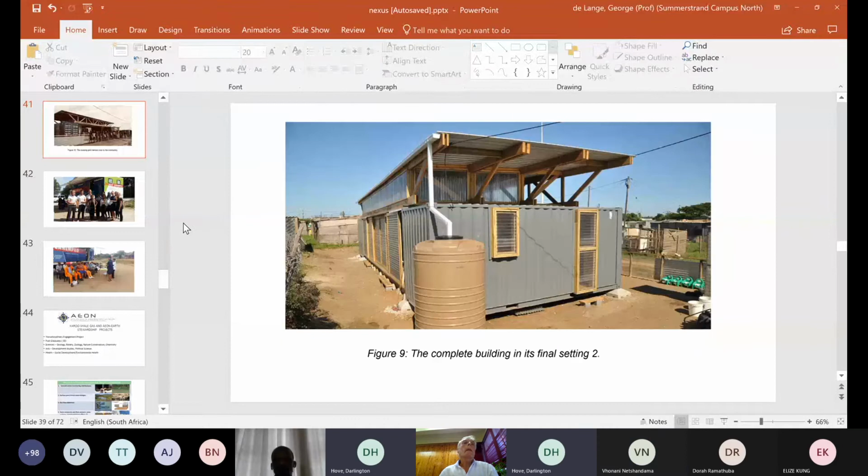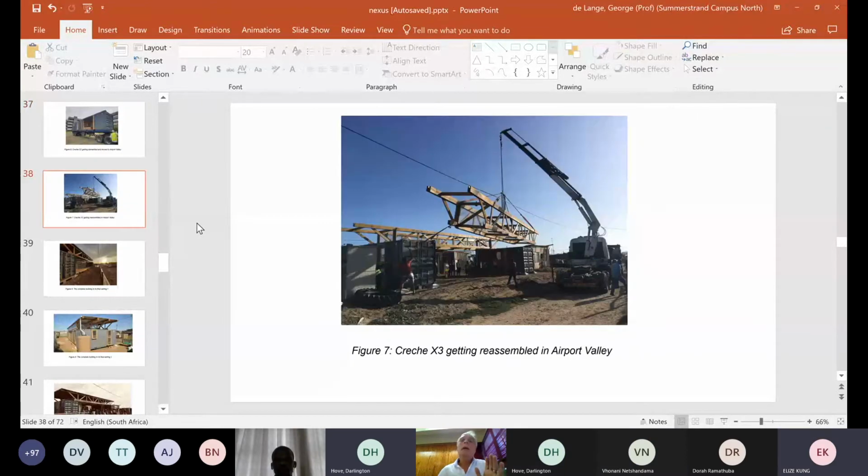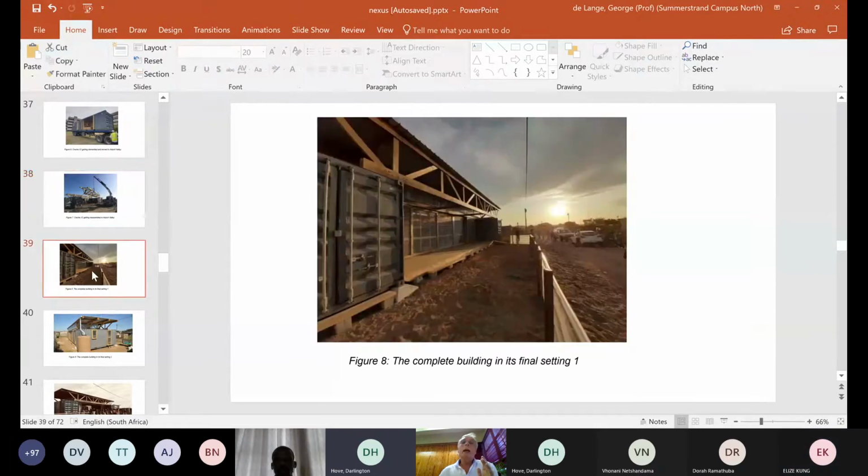Okay, this particular slide, this one about the creche, it was transdisciplinary, it involved architecture, quantity surveying, environmental health, etc. The creche was built on the campus, and then it was moved to the Walmer Township and constructed there. This architectural academic won the Engagement and Innovation Award for leading this particular project.